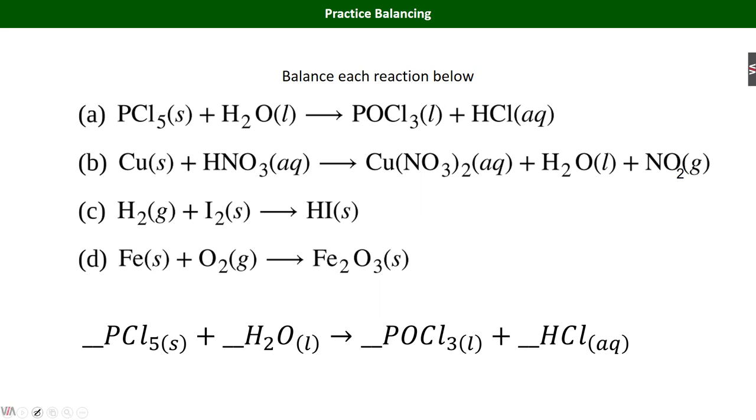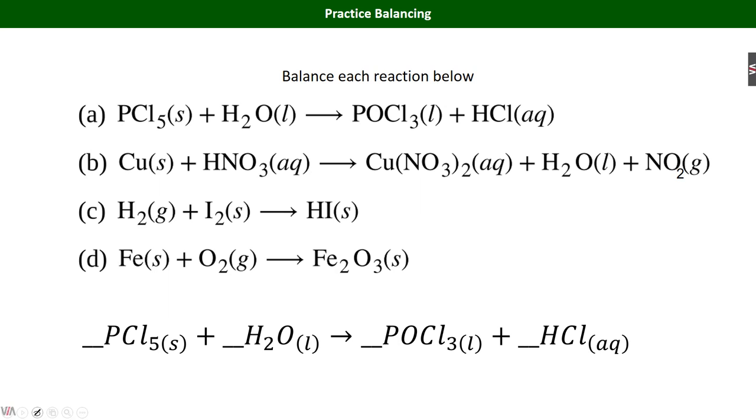Because if you do that, you say, okay, I've got two hydrogens, which means I've got a total of five chlorines on the right, and a total of five chlorines on the left. One phosphorus on the left, one phosphorus on the right, one oxygen on the left, one oxygen on the right. So as complicated as this one looks, it actually balances pretty easily.